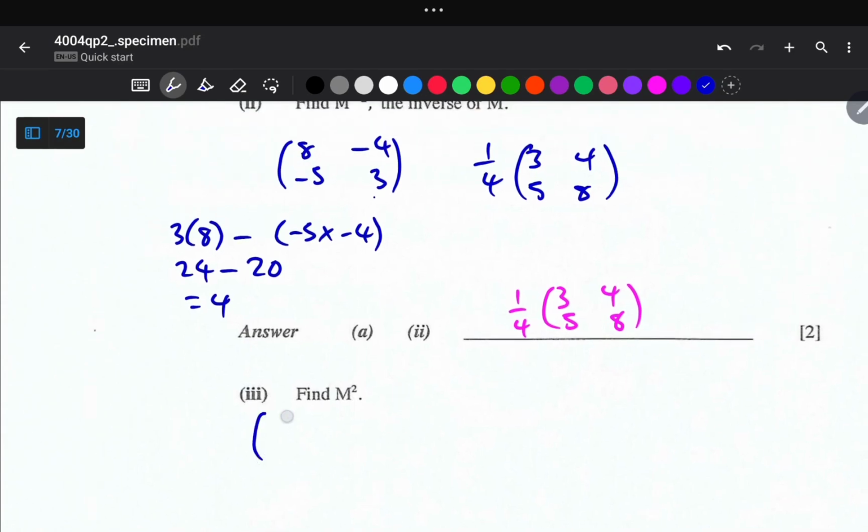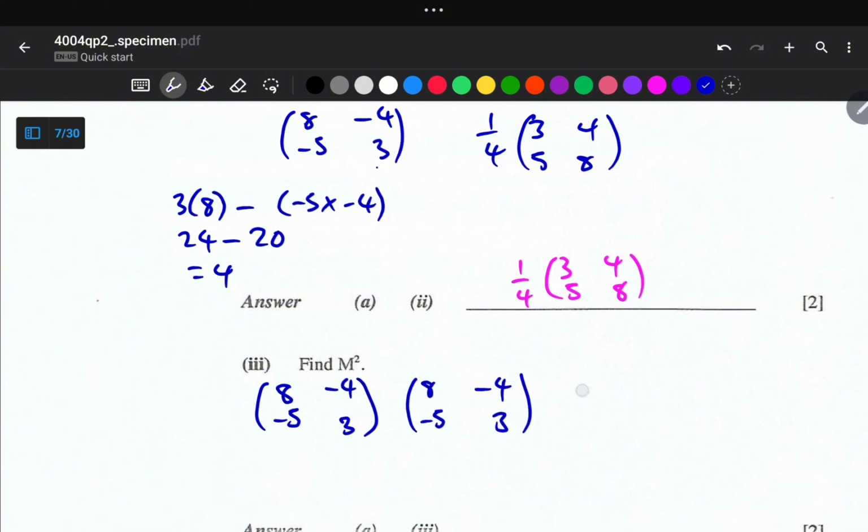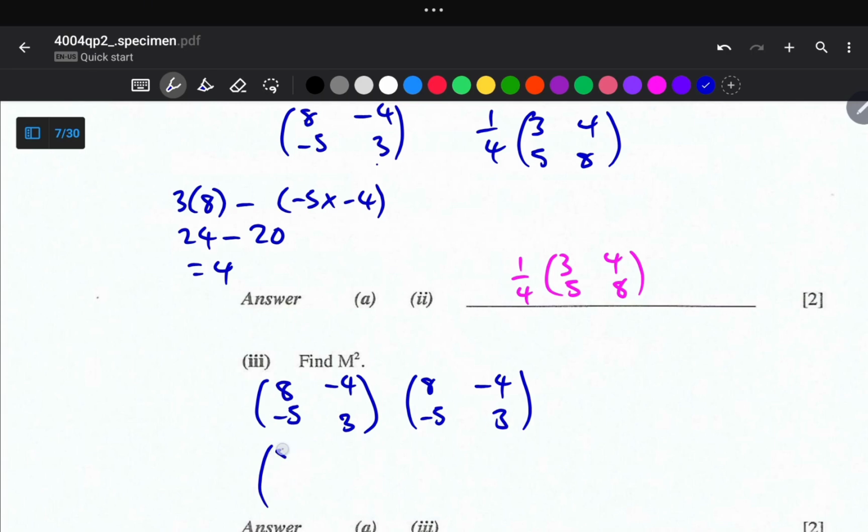So our M is equal to 8 minus 5 minus 4 and 3, multiplying 8 minus 5 minus 4 and 3. So here we are going to say 8 by 8, which is equal to 64, plus minus 4 by minus 5, which is equal to 20. So it is plus 20. And here we are now saying minus 4 by 8, which is equal to minus 32, and minus 4 by 3, it gives us minus 12. 8 by negative 5, which is equal to minus 40.